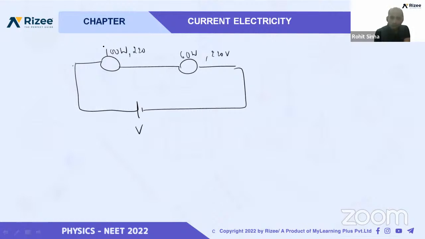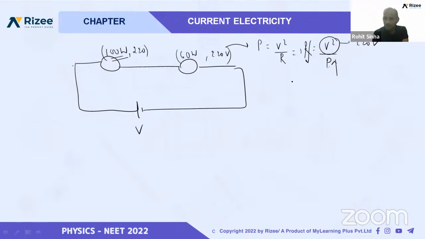Now, when they have some rating, we came to know during their manufacturing, we use this formula P is equal to V square by R. What do we come to know? R is equal to V square by P. V is usually 220 volt in India, and we see that more power means less resistance. You see here, more power is 100 watt, so less resistance. So we can say: the resistance of the 100-watt bulb is less than the resistance of the 60-watt bulb.